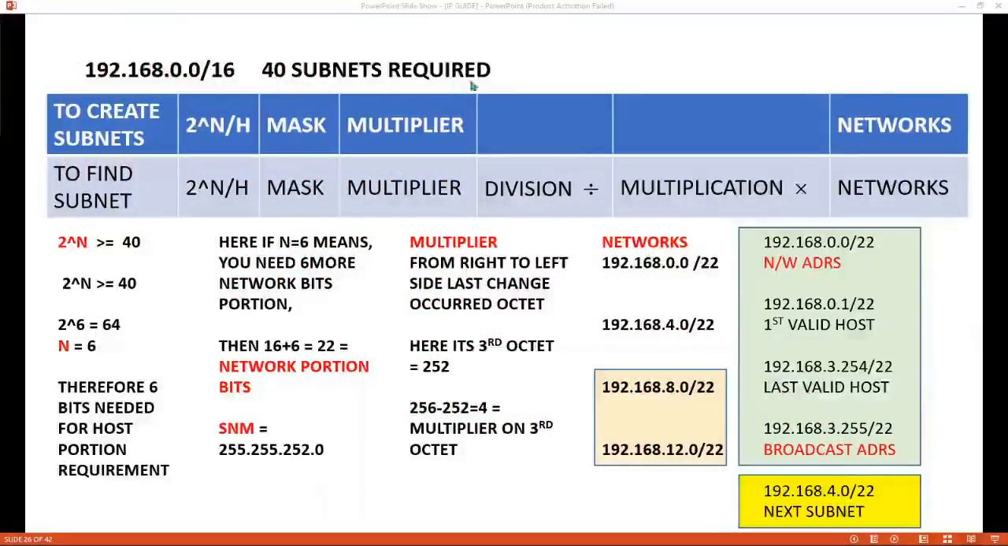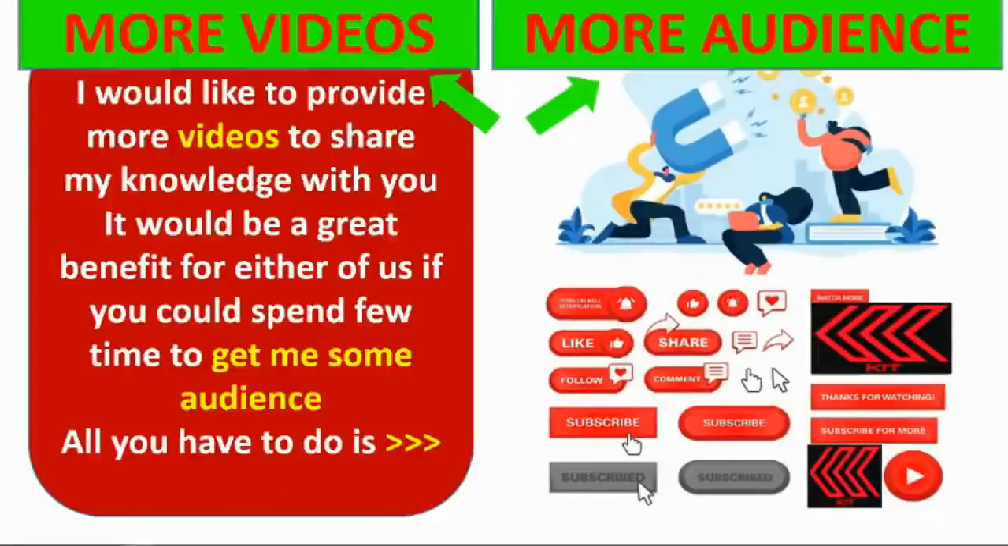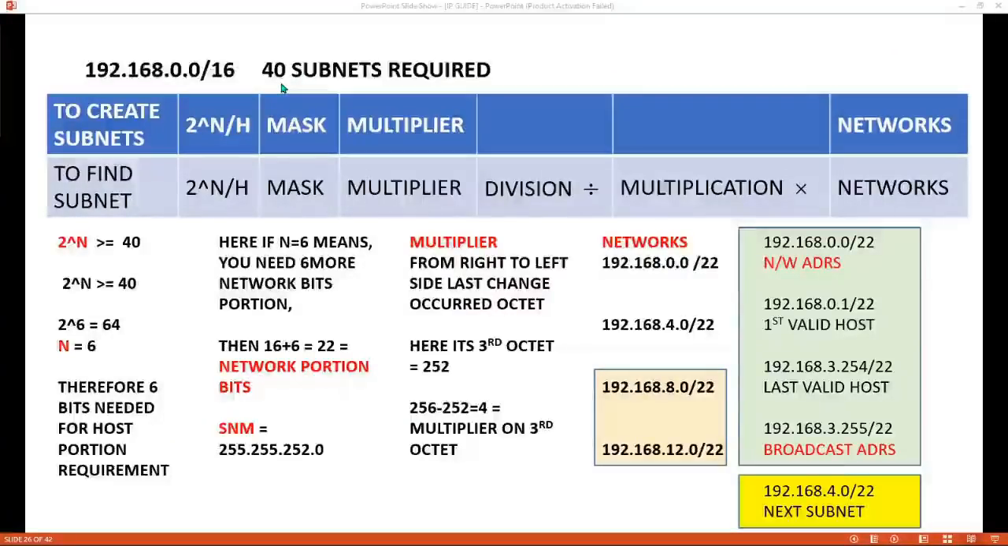I am using my jargon, 2 to the power n, h, mask, multiplier, networks. Since it's subnets specified, I can go for the network formula: 2 to the power n greater than or equal to the number they specify. Here they specify 40, so you don't need to add 2. If they specify hosts per subnet, then you will add 2 to the 40. Now they are specifying only the subnets, so just use 40. So 2 to the power n greater than or equal to 40 gives you 2 to the power 6. So n is equal to 6, which means you need 6 more network bits.